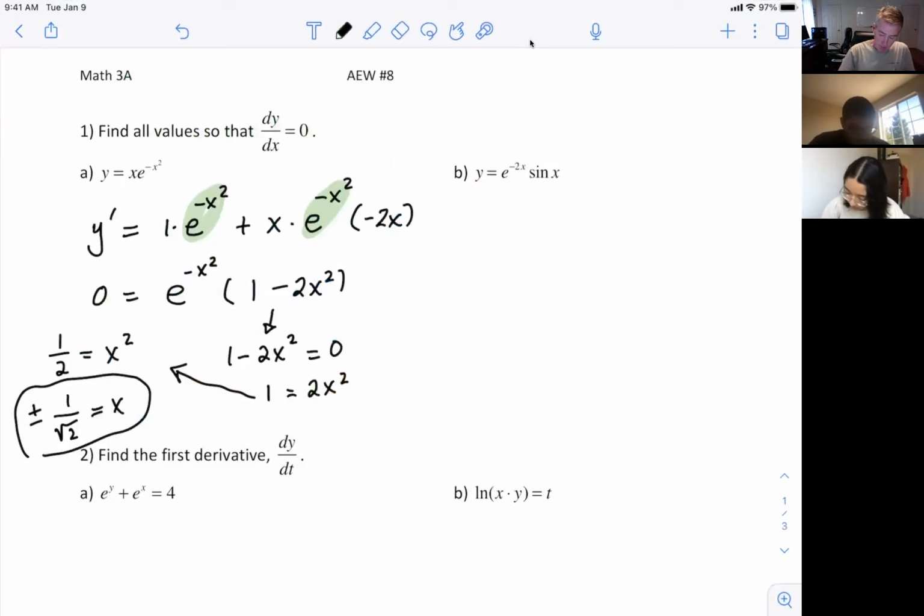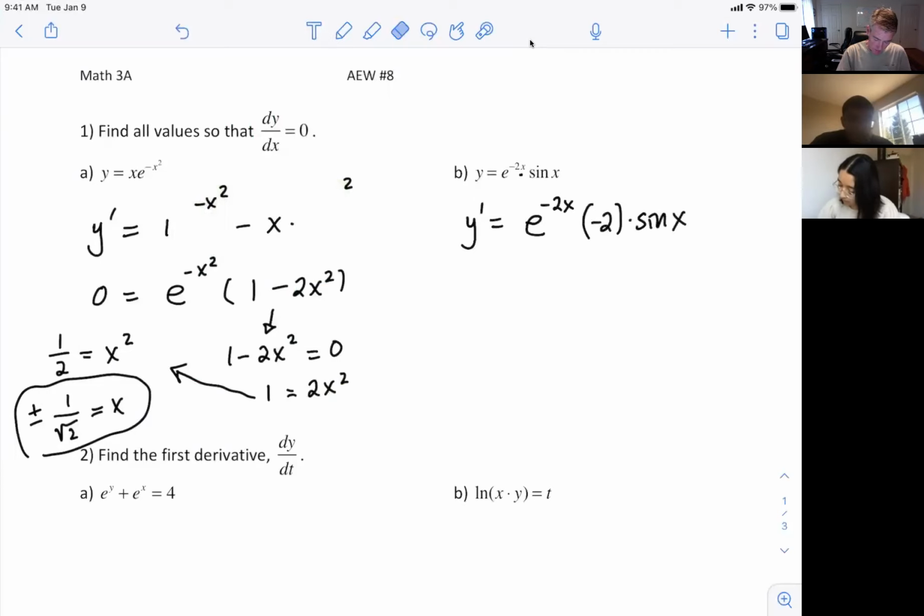And then for part B, again, use the product rule. So the derivative of the e function will be the e function itself. And then do the chain rule. So the derivative of negative 2x will be negative 2. And then leave sine alone.